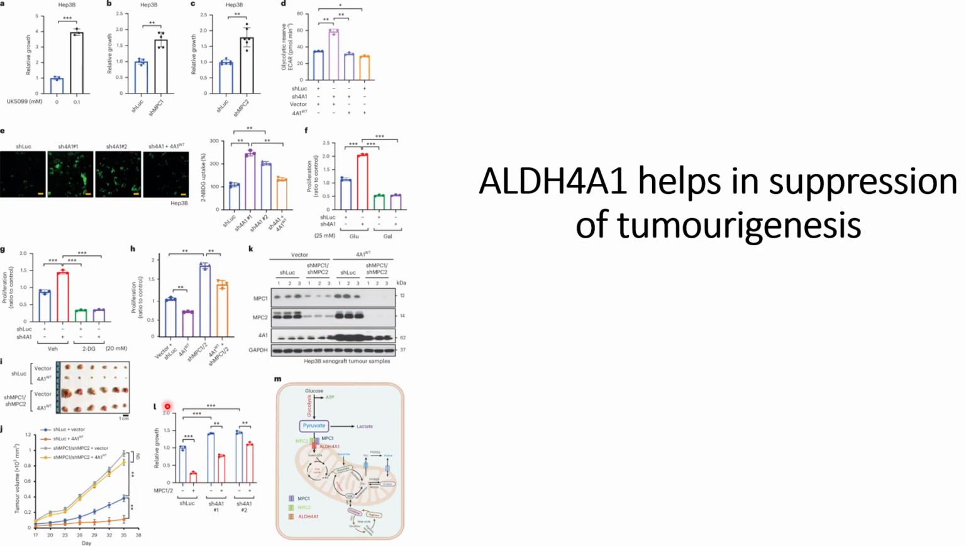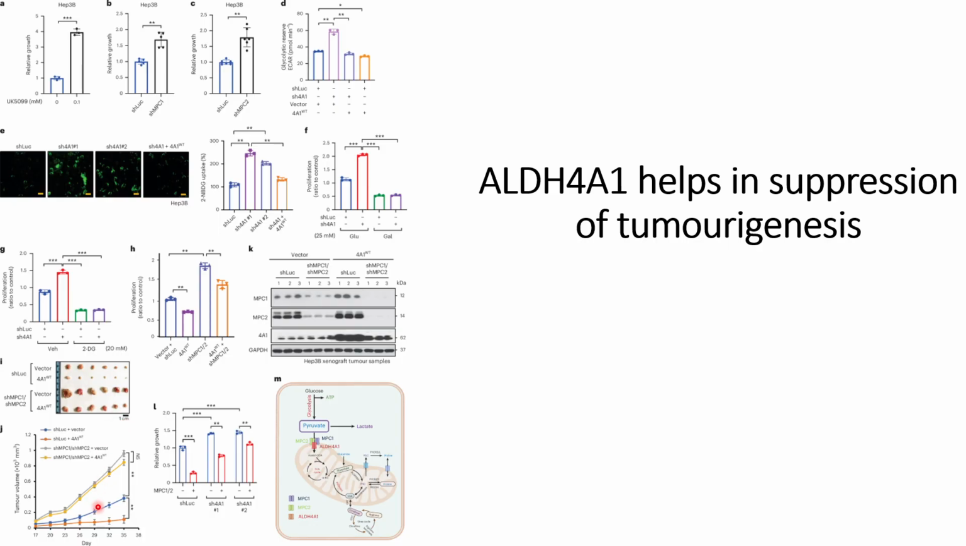Next, they did in vivo studies and checked the tumor size, tumor grade, and tumor volume. In the case where ALDH4A1 is overexpressed, they see a minimum amount of tumor growth compared to the case where MPC1 and MPC2 are knocked down and ALDH4A1 is not overexpressed. There they see a high tumor growth compared to the case where ALDH4A1 is overexpressed.